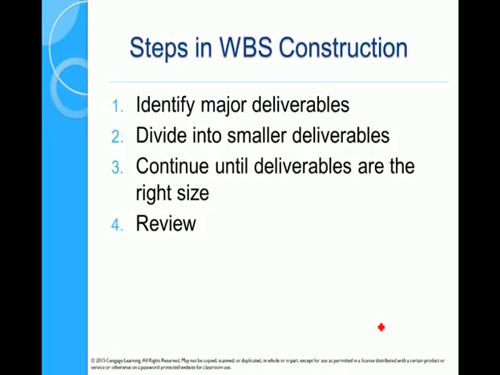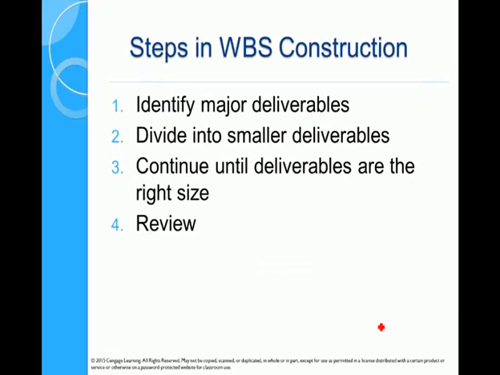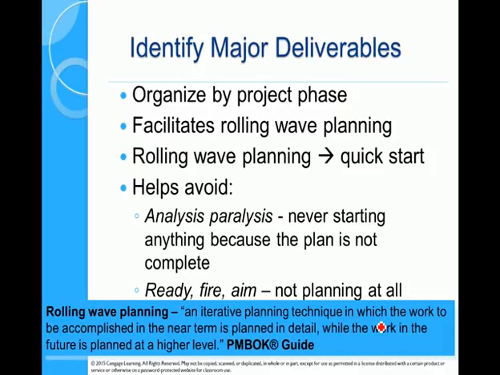So when we do WBS construction, what we're looking for is work packages. So we're dividing the scope up into smaller and smaller chunks, into sections and subsections, until we get down to a job to be done. Right, we need to continue to the right size, but what is the right size?